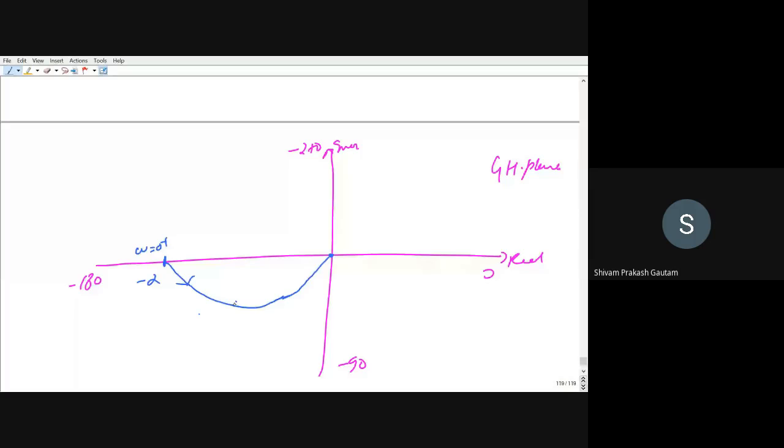So this is how roughly I have drawn the polar plot will look like. It will flow like this. This is omega is equal to infinite plus. Now we have to draw the mirror image. So you can draw like this. This is for the negative frequency. This point is omega is equal to infinite minus. This point is omega is equal to 0 minus.